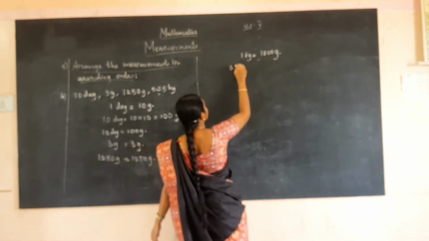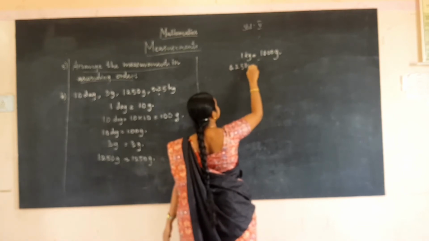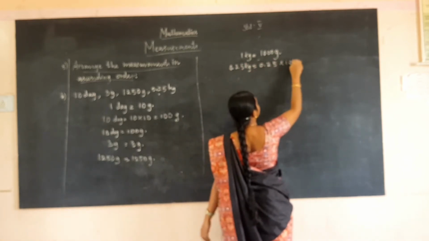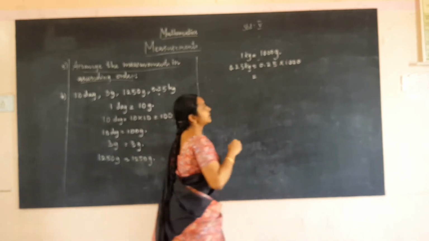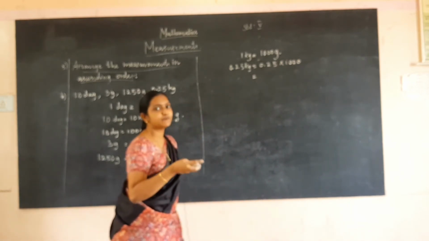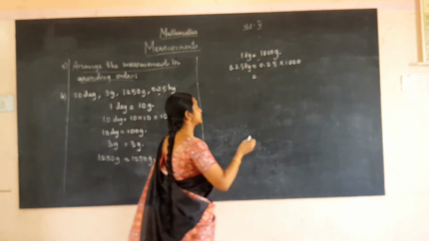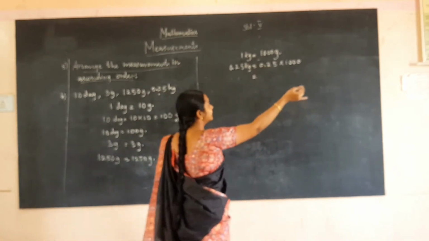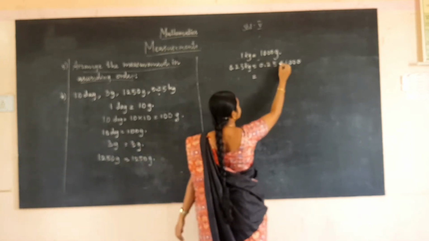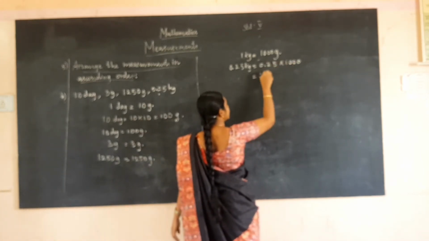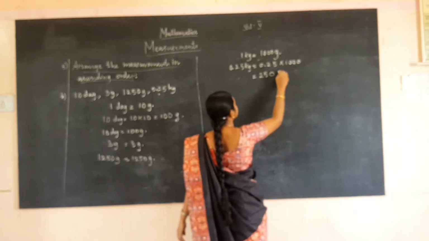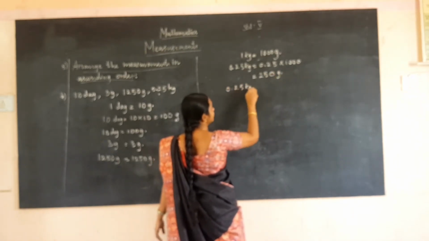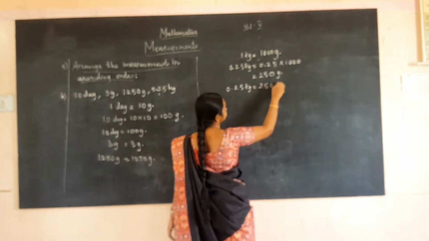So, 0.25 kg into 1000. If we are multiplying by 1000, it means we have to move 3 places. We have to move the decimal point 3 places to the right. 1, 2 and 3. So, it will be 250 gram. 0.25 kilogram is equal to 250 gram.